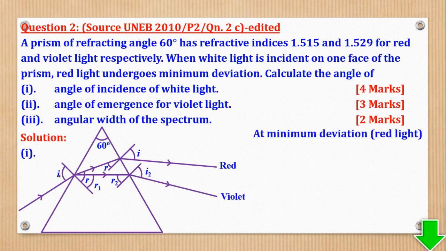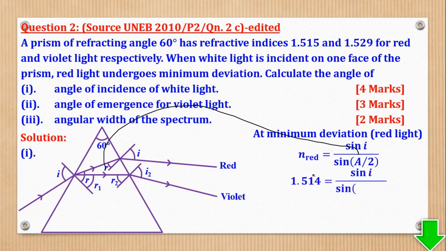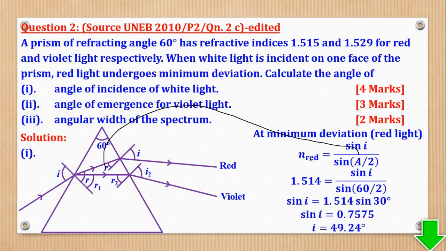So at minimum deviation, using red light, n red, remember at minimum deviation, angle of refraction R is equal to A over 2. So come and substitute and make I the subject. That will be the angle of incidence. What about the angle of emergence of violet light? They want this value of I2.